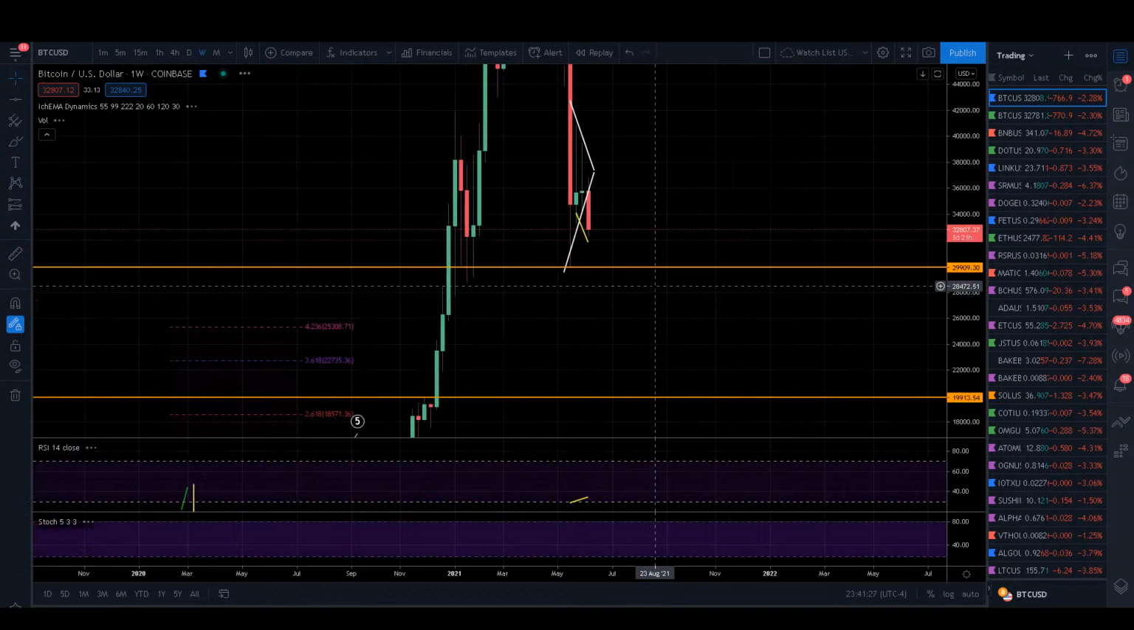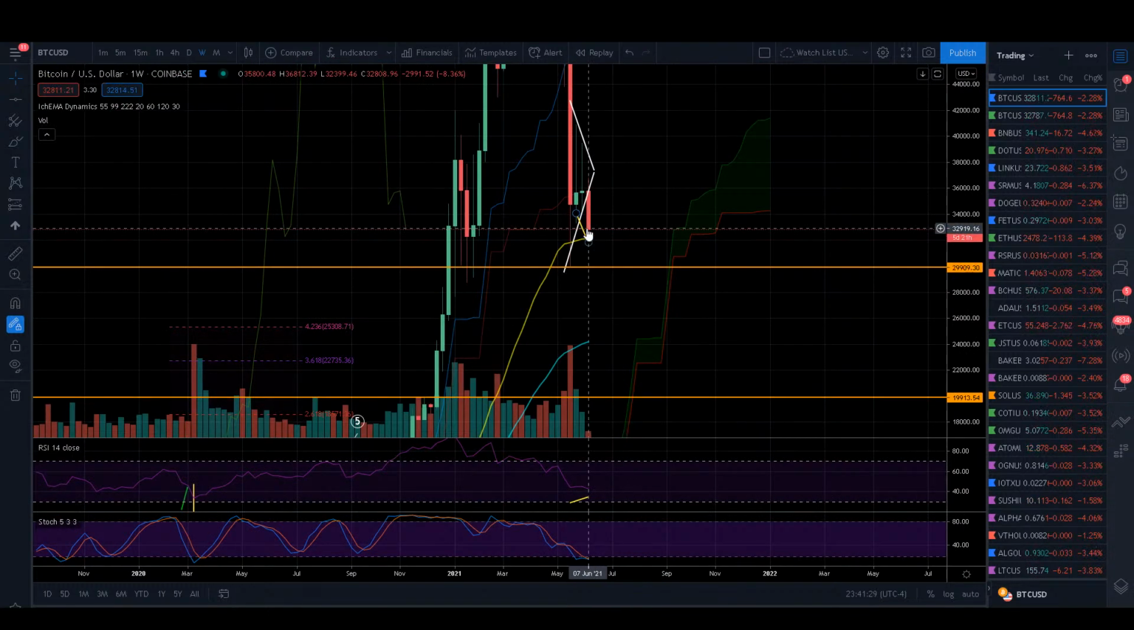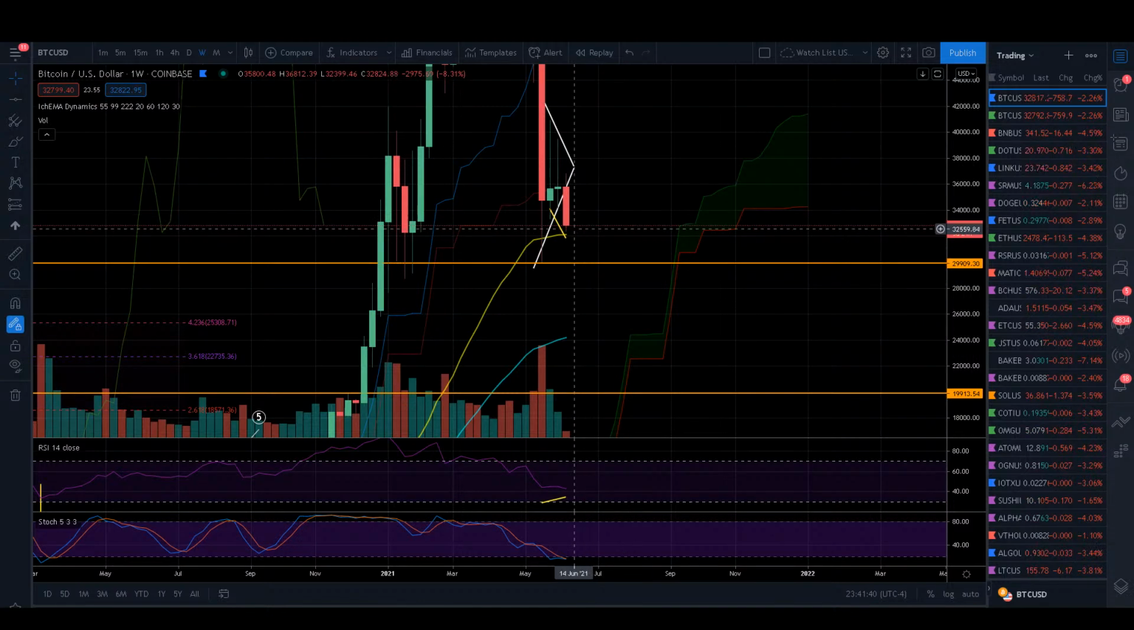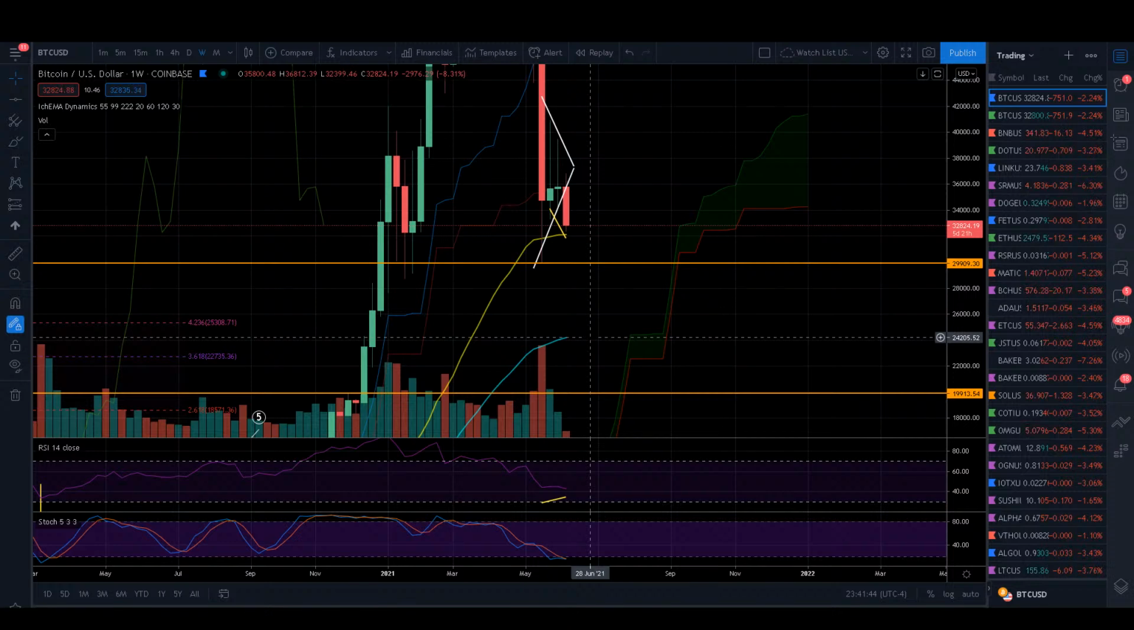I don't see the scenario where we go below 30K. It's so unlikely at this point to go there. It's possible, yes. It just seems very unlikely. If we were to fail to hold 30K, then without a doubt, the next target would be 24.